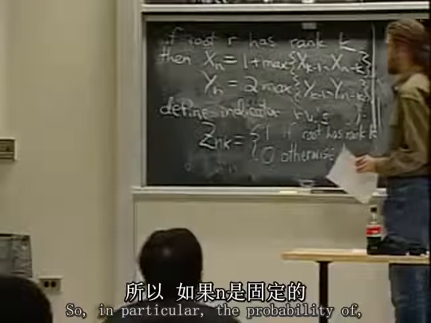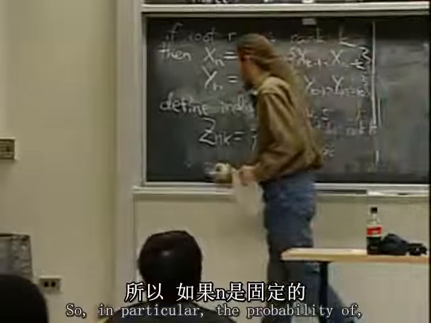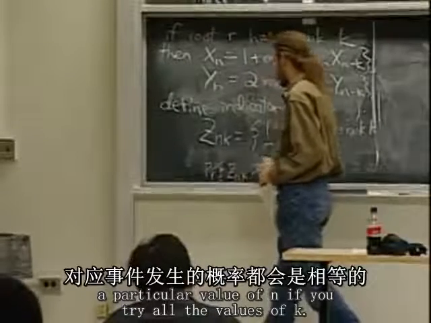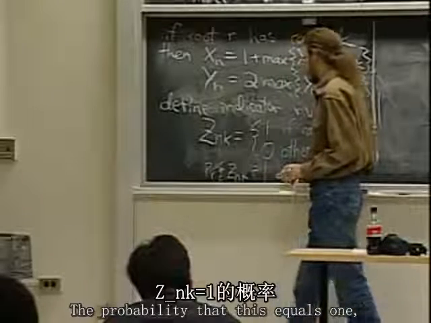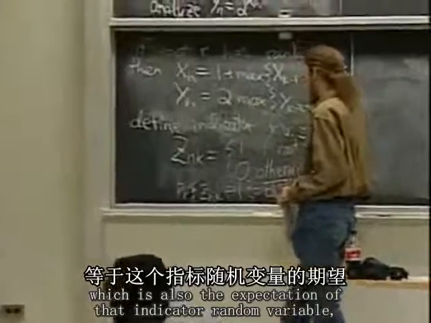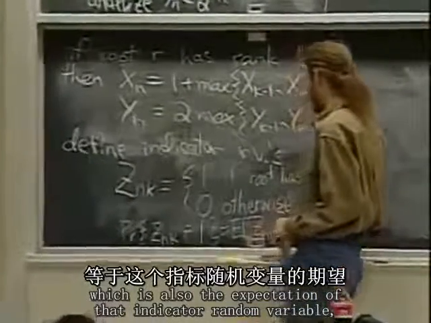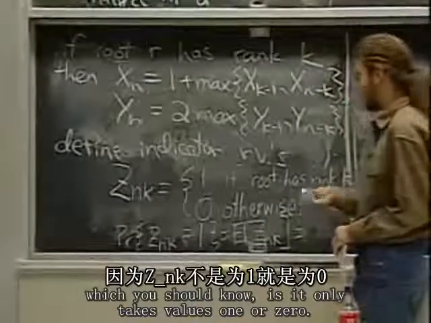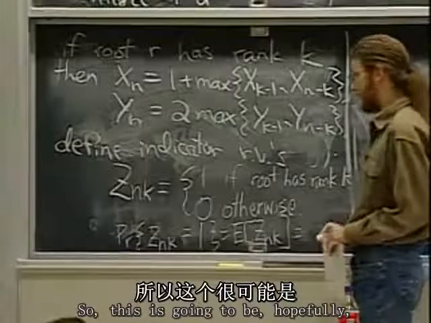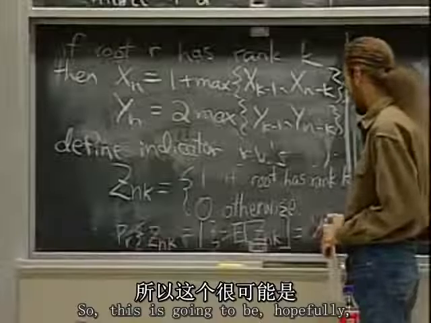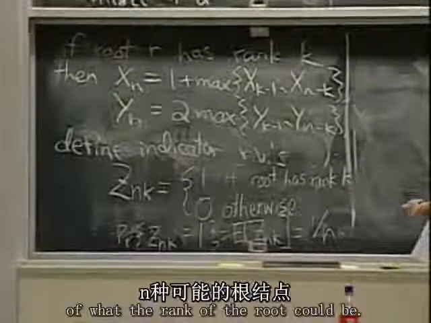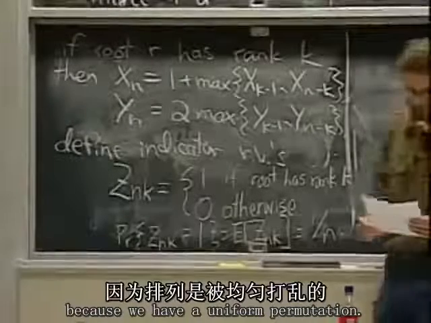So in particular, the probabilities of these things are all equally likely. For a particular value of n, if you try all the values of k, the probability that this equals 1, which is also the expectation of that indicator random variable, because it only takes values 1 or 0 and the 0 doesn't matter in the expectation, is going to be, hopefully, 1 over n. I got it right. There are n possibilities for the rank of the root, each equally likely because we have a uniform permutation.